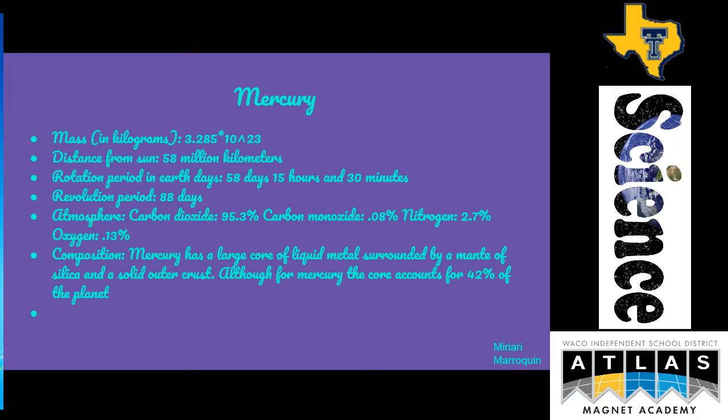Atmosphere is made up of carbon dioxide, 95.3%, carbon monoxide, 0.08%, nitrogen, 2.7%, and oxygen, 13%. The composition of Mercury has a large core of liquid metal surrounded by a mantle of silica and solid outer crust. Although for Mercury, the core accounts for 42% of the planet. An interesting fact about Mercury is that it has no moon.